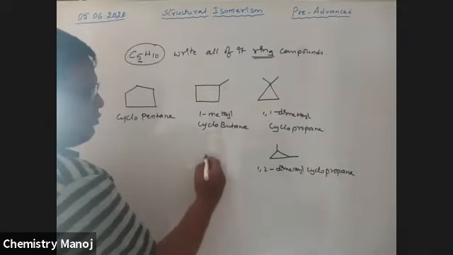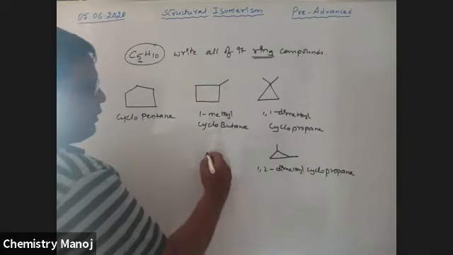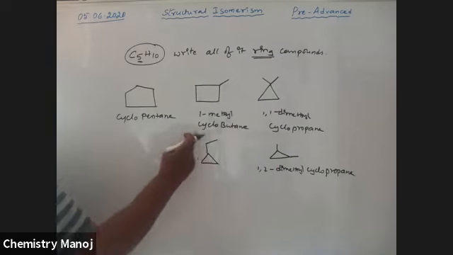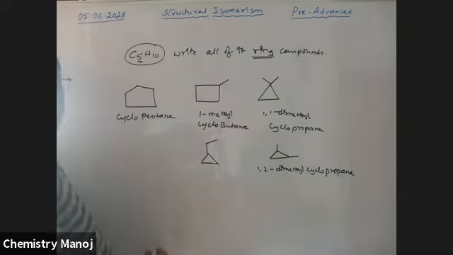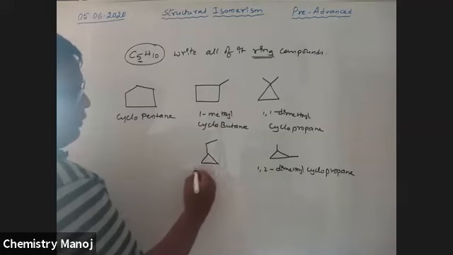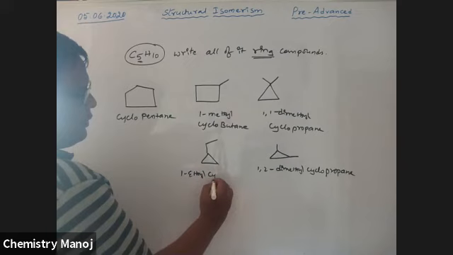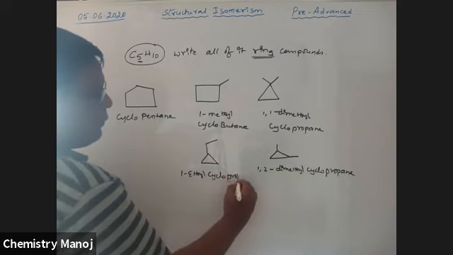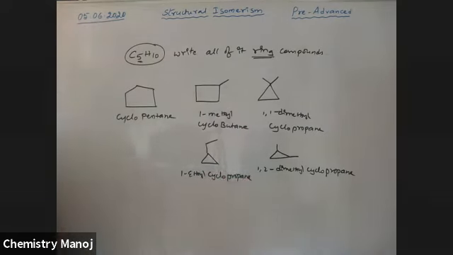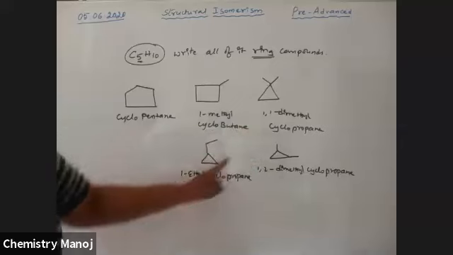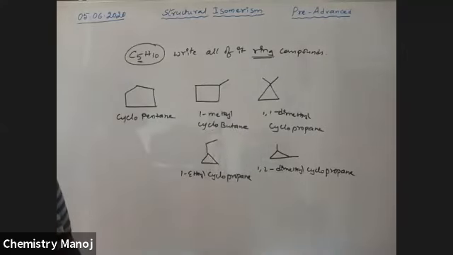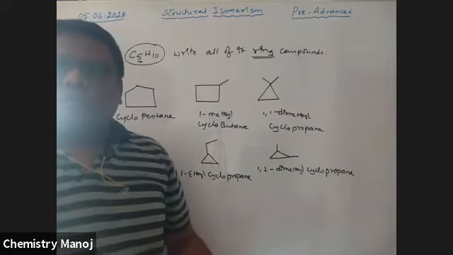Next, the same cyclopropane, I'm writing like this, and an ethyl group may be possible in it. Therefore, 1 ethyl cyclopropane. Is there any other possible ring? No possibility in it. That is 1, 2, 3, 4, 5. 5 compounds are possible. Like this, you should try it yourself.